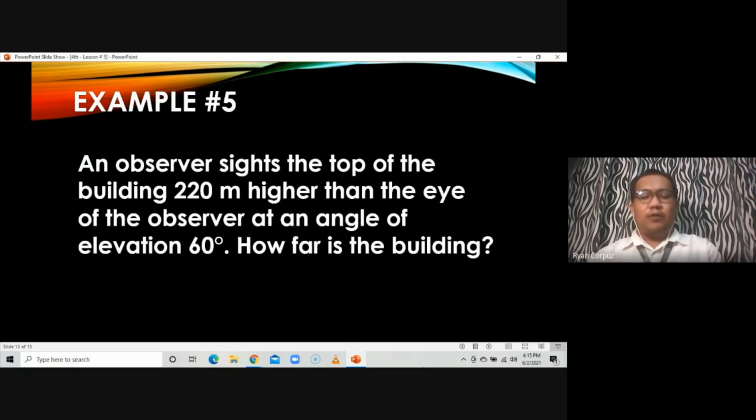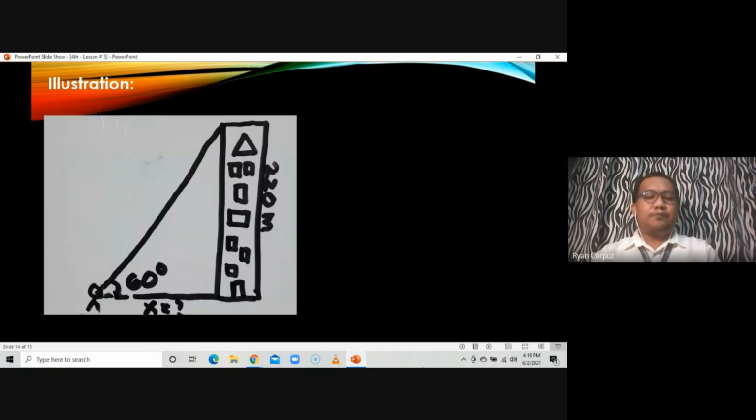If you are going to analyze the problem and know what is happening in the problem, it would be best to draw an illustration again. In that way, mag-visualize natin ano ba yung nangyayari in the problem. So if I'm going to draw an illustration for example number 5, ganito yon.